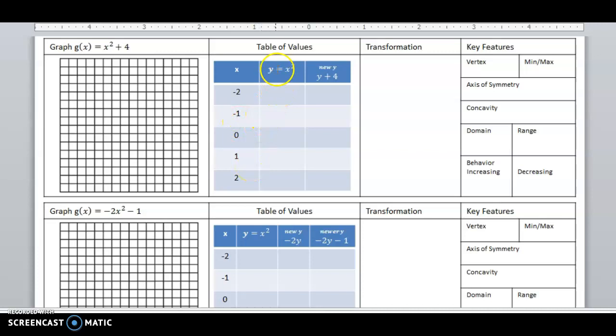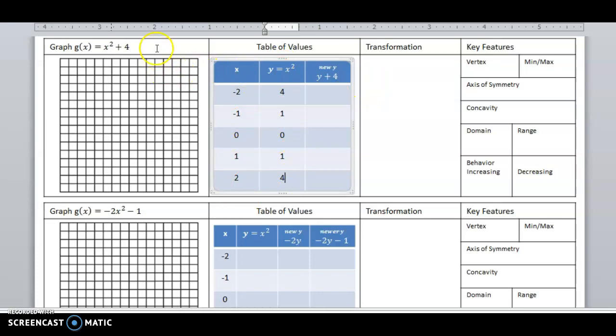Okay, so to get the y values, we use the parent function, which is x squared. So x squared is you multiply the number by itself. So negative 2 times negative 2 is 4. Negative 1 squared is 1. 0 squared is 0. 1 squared is 1. And then 2 squared is 4. Okay, so this is our original x value and our original y value for the parent function.